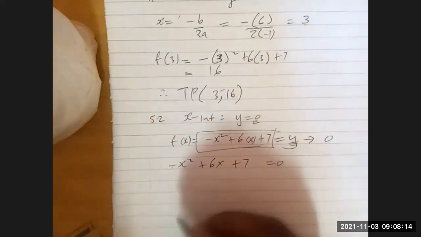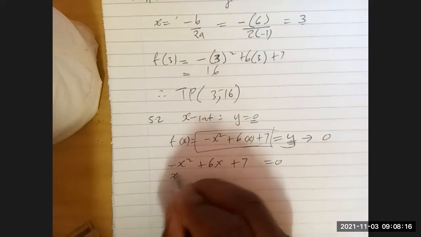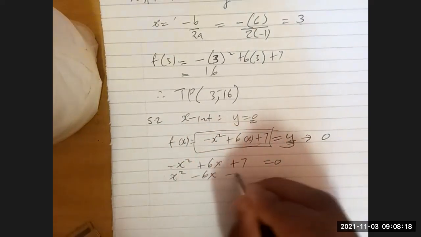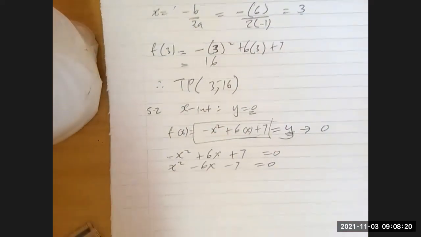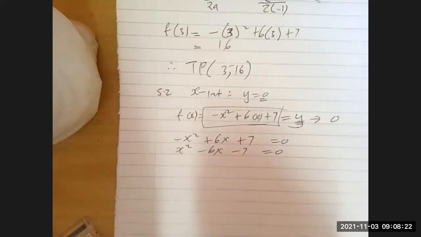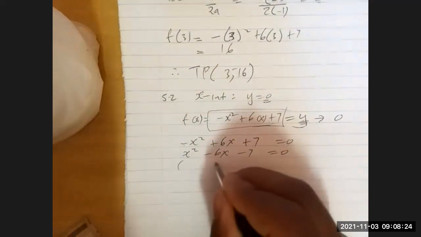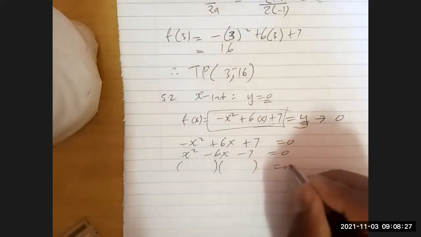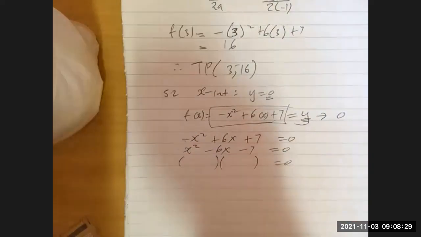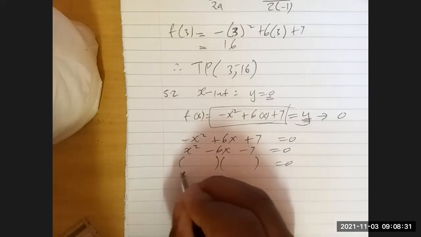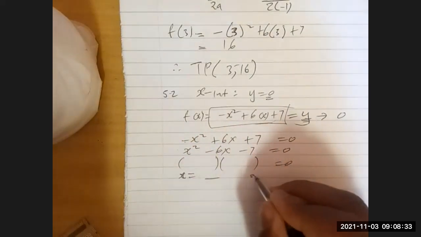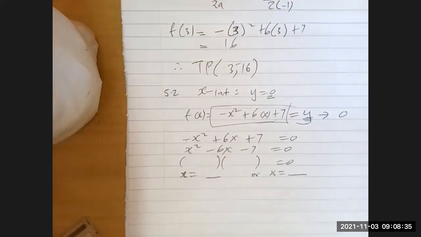I divide through by negative. So I'm going to have x squared minus 6x minus 7 equals 0, right? You know that factorization is a problem. Don't try to factorize when you know you are having a problem with factorization. Just go for the quadratic formula and find the solution, right? So what is going to be my x? x is going to be something, or x is going to be that other thing, right?